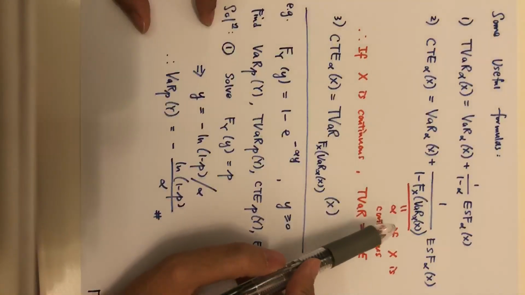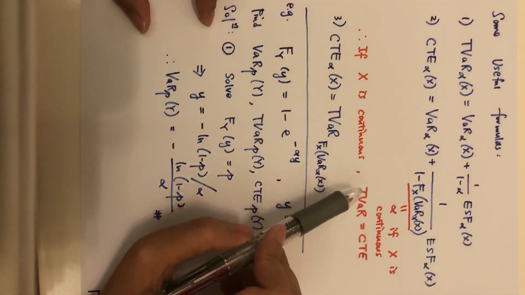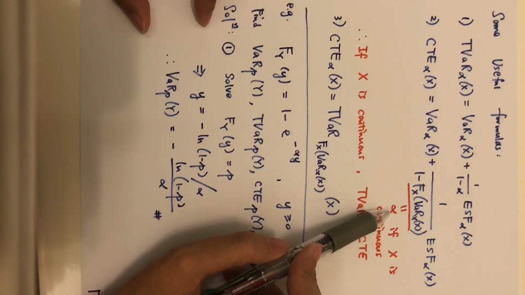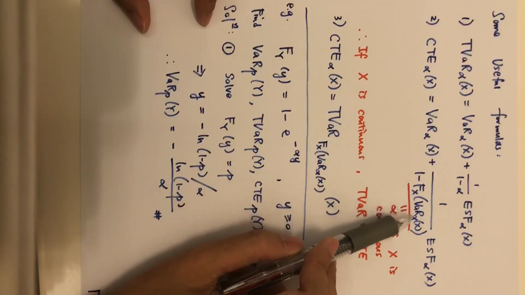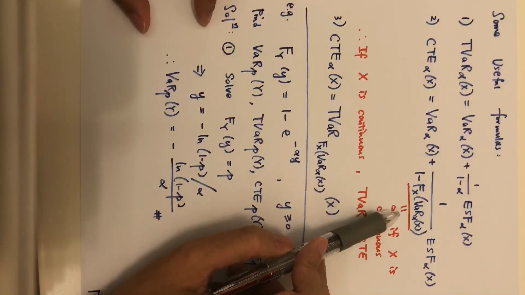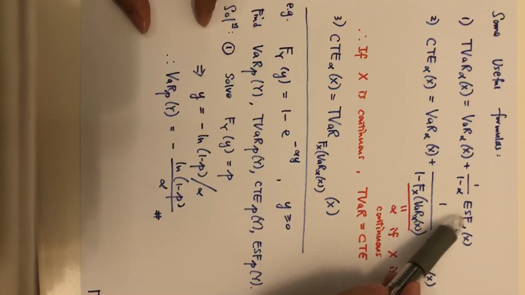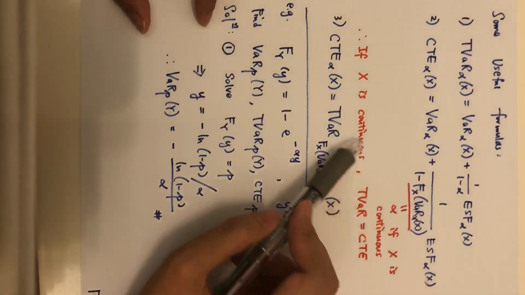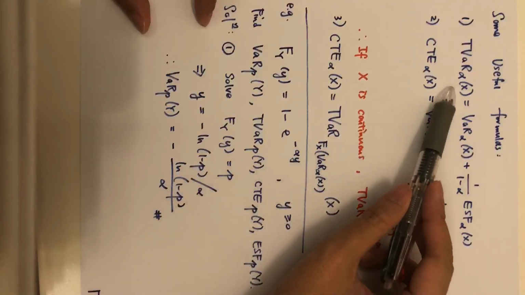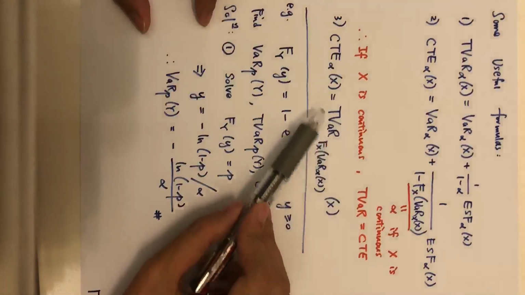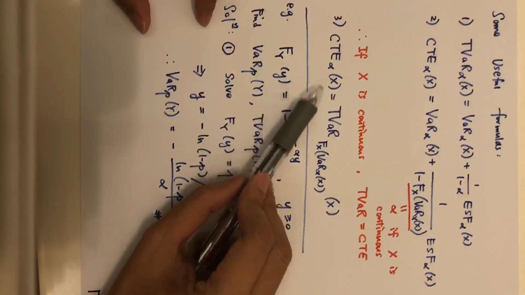In particular, I hope you still remember that in the last video, we showed that if the distribution of X is continuous at level alpha, then F_X at VaR alpha is just alpha. Therefore, the right-hand sides of these two equations are exactly the same. Therefore, when X is continuous, TVaR and CTE are the same. The last equation relates CTE and TVaR.